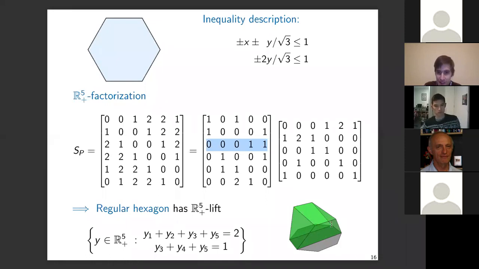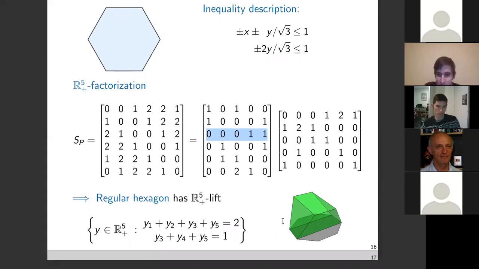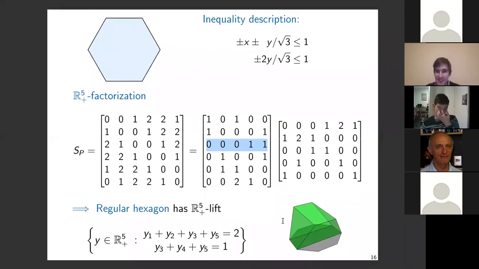We should be able to count the facets here. Did I screw up? I'm having trouble counting, but this regular hexagon should have a lift. I've got the wrong picture in here, that's what's wrong. I've drawn an octagon, so this is why it doesn't have an R5 lift. But if I had a hexagon here, there is in fact, and I'll leave it to you for homework, a lifted representation with 5 facets.